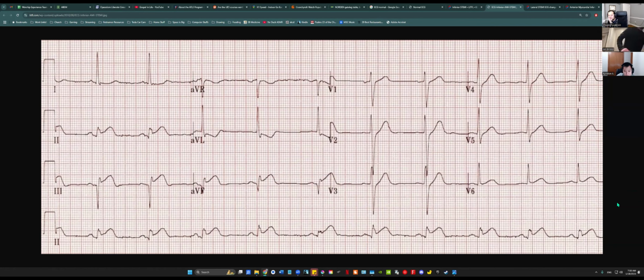Inferior elevations right away. Stop using your fancy words. I'm sure you're seeing 2, 3. Yeah, I agree. Looks like 2, 3, aVF. There's anterior elevation as well. And maybe depressions, very, very slight, in the lateral leads and the aVL.